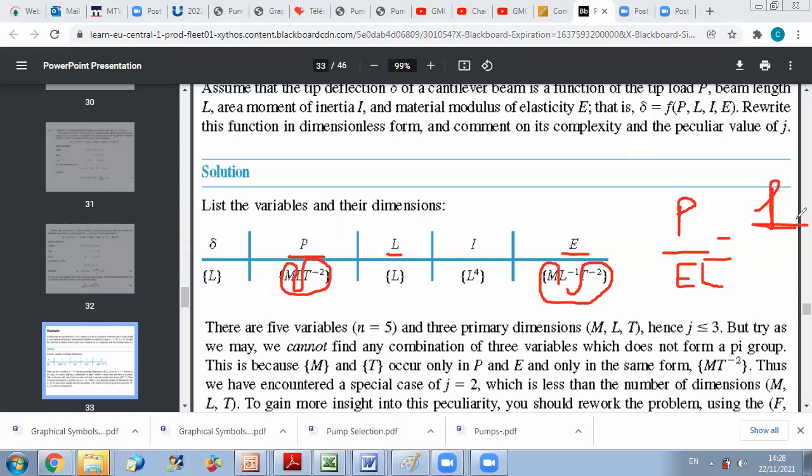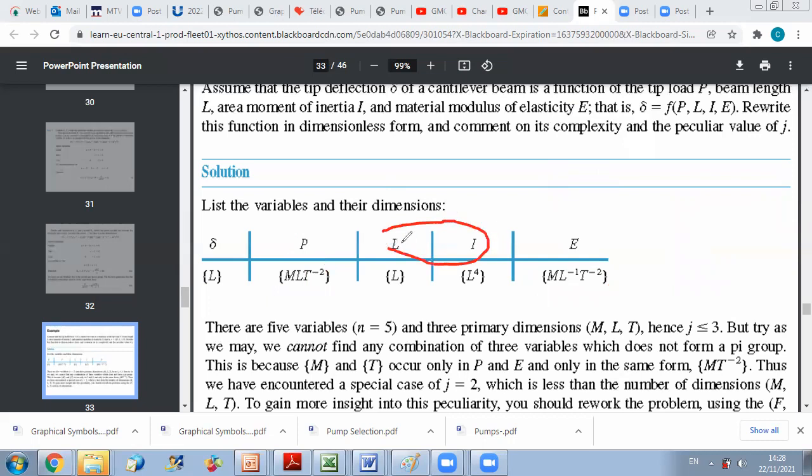This means that I cannot select any 3 variables that cannot form a group. Okay, this is why I should move to J equals 2. How can I expect this? As I told you, I cannot select a group containing 2 of L, I, and delta. And it's impossible to take L with I with a third variable, because they already cancel out with each other. And also I cannot take P and E together with a third variable, because P and E will cancel M T^-2, since M T^-2 is repeated in the same form.